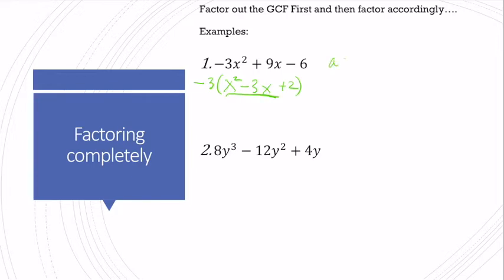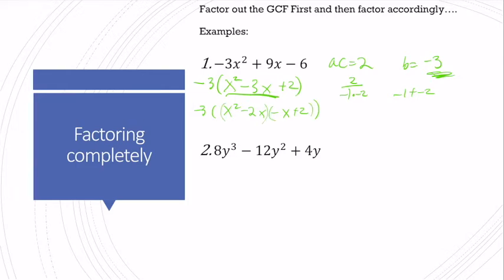I want to know what are the factors of ac, which is 2, that add up to b, which is negative 3. Well, some factors of 2 to add up to a negative could be negative 1 times negative 2. Negative 1 plus negative 2 is negative 3. So I can pull that middle term apart. Now I can go ahead and factor by grouping.